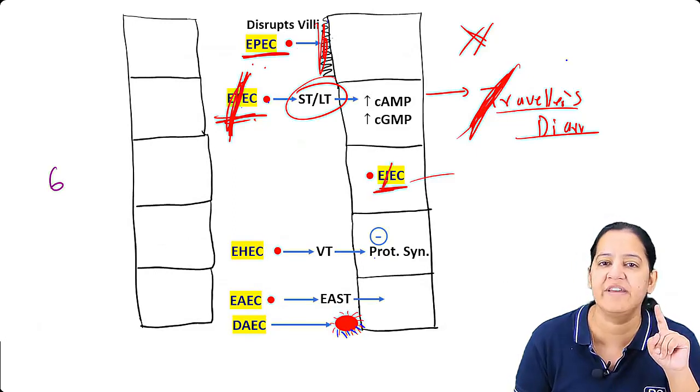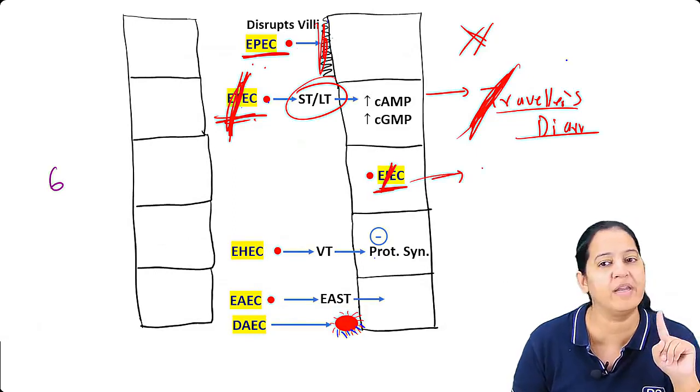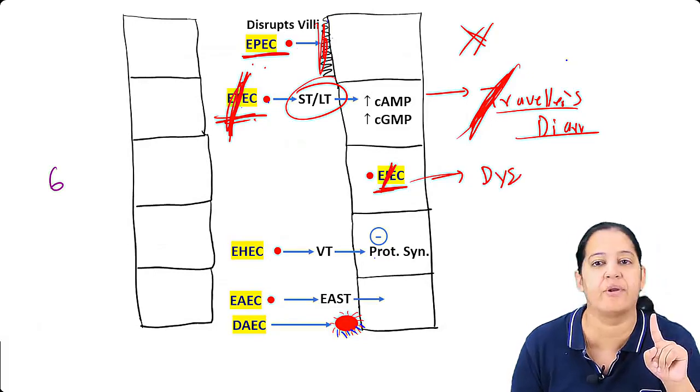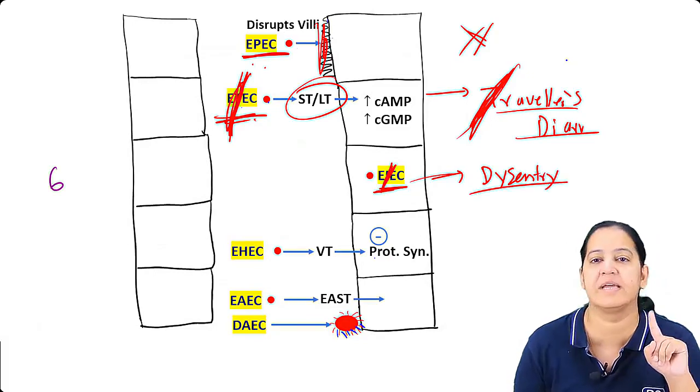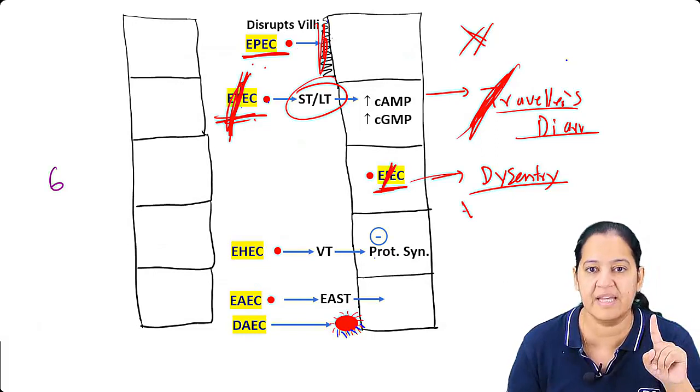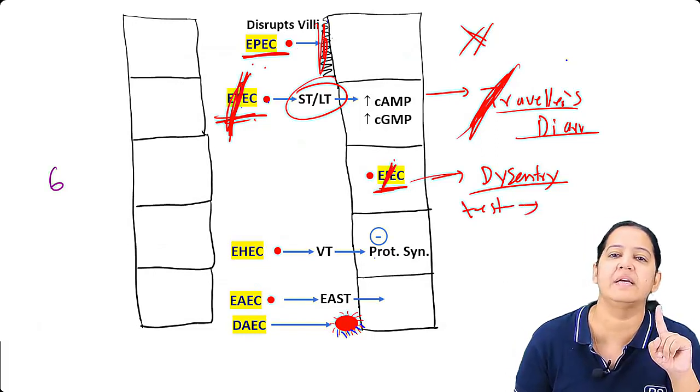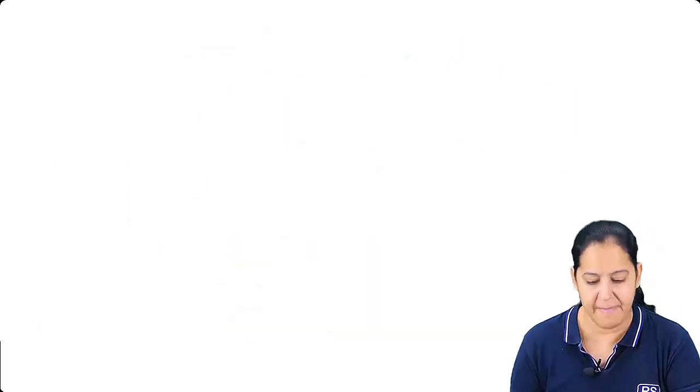EIEC, invasive. In invasive, there is one additional point. It is the only one which causes dysentery. It does not cause diarrhea. It causes dysentery. Now, can you tell me a test to confirm EIEC?